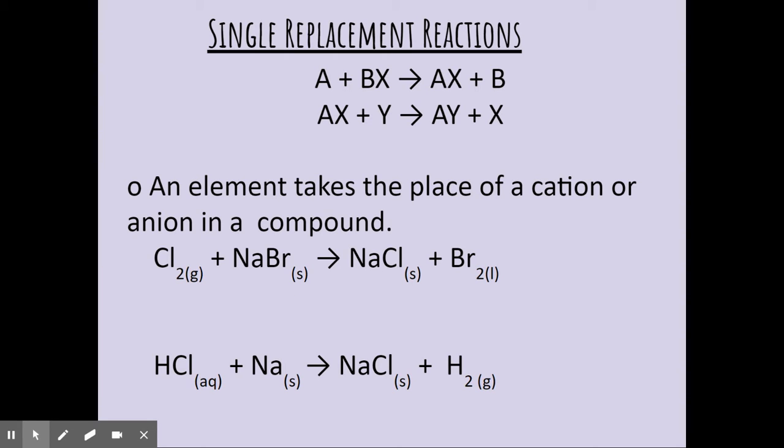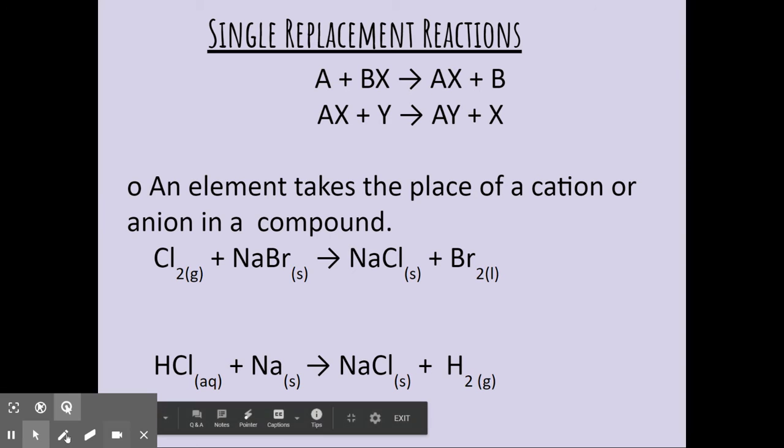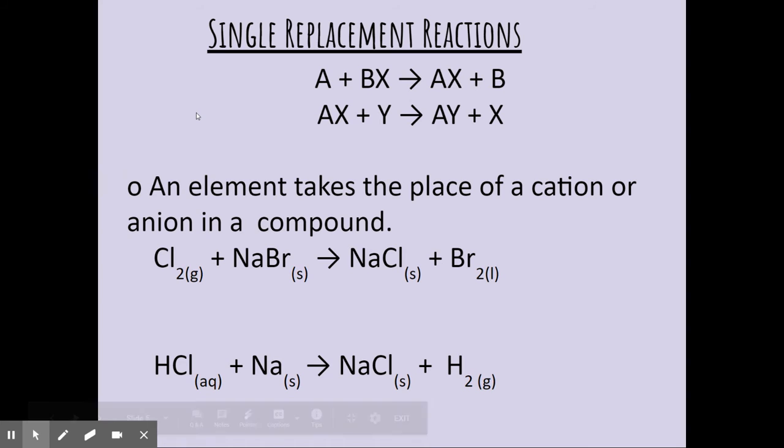Now, single replacement is something new that you haven't seen before or probably have talked about. But essentially, guys, it is just a simple swapping of whatever extra element you have on the reactant side. So what do I mean by that? An element will take the place of a cation or an anion in a compound. Essentially what it means is whatever you have extra of, swap it. So in this case, I have both. Okay, so what happens is you look for whatever there's extra of.